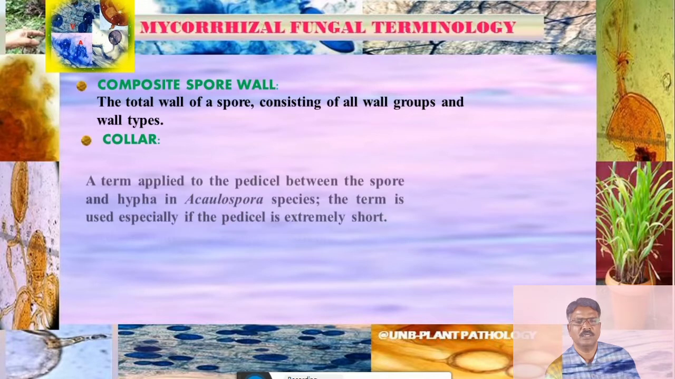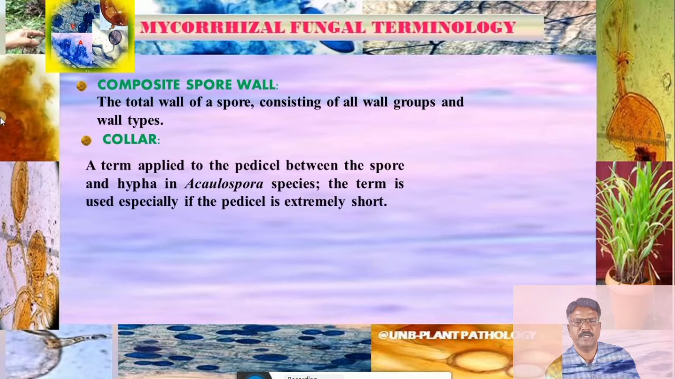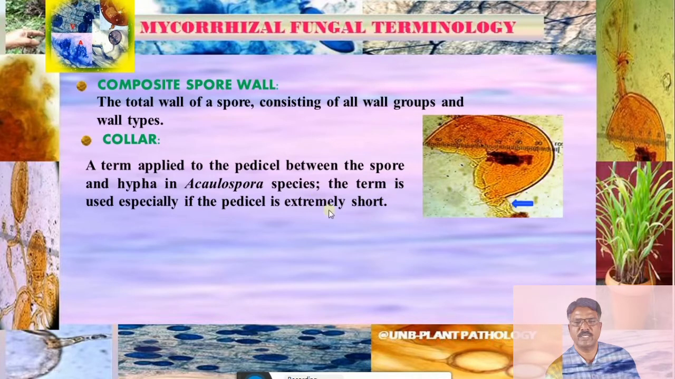Collar, a term applied to the pedicel between the spore and hyphae in Ectomycorrhizal species. The term is used especially if the pedicel is extremely short. So let us see now here. This is the Ectomycorrhizal species, and this mark is showing the collar or pedicel of this Ectomycorrhizal species.